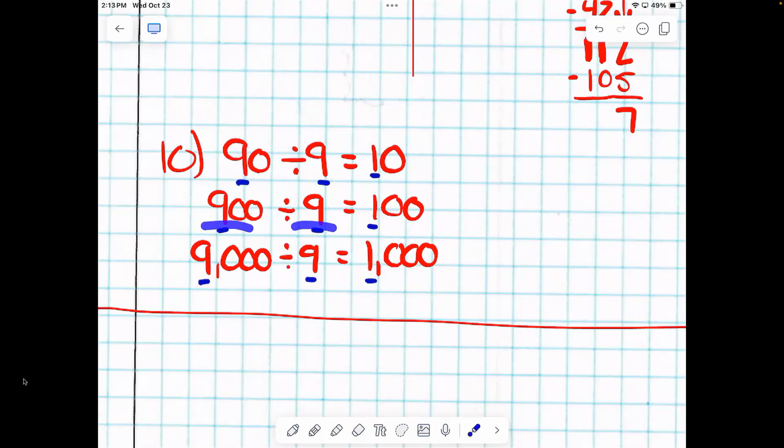What's 900 divided by 9? 100. Because 9 divided by 9 is what again? 1. Add your 2 zeros. Yes. What's 9,000 divided by 9? 1,000. What's 9 divided by 9? 1. How many zeros do I add on? 3. We good.